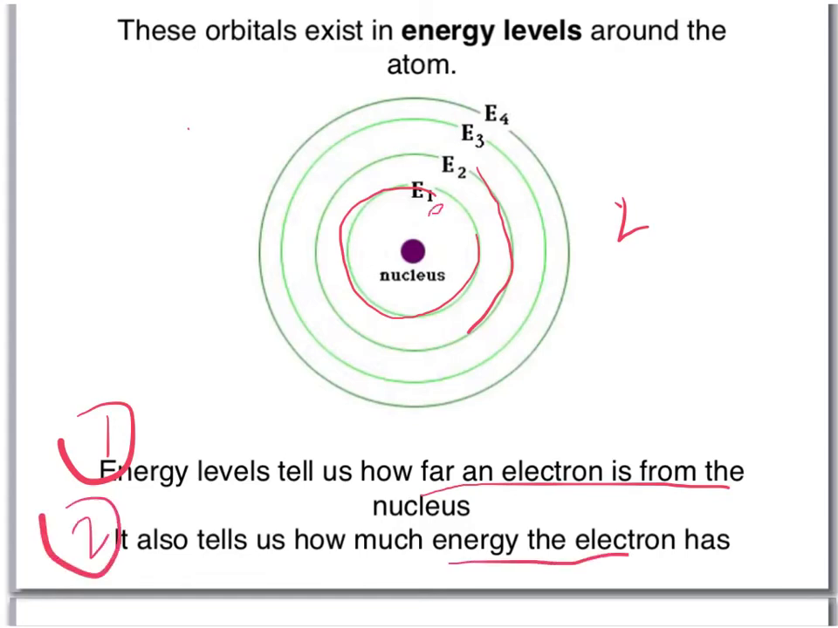So an electron that's in the first energy level is closer to the nucleus and has less energy than an electron in the second energy level. And that electron is not as far from the nucleus and has less energy than an electron in the third energy level, and so on.